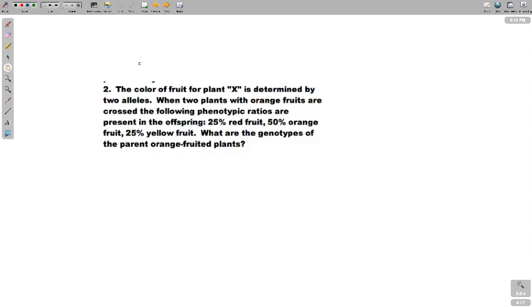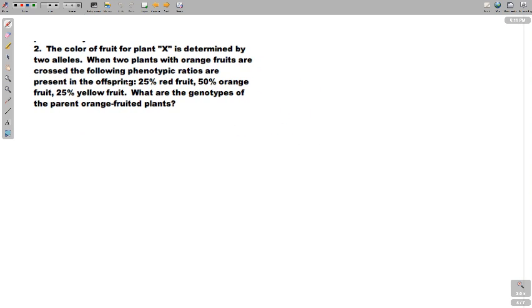And let's see what this one is. I think this is the same person that wrote the other one, but here we go. The color of fruit for plant X is determined by 2 alleles. All right? When 2 plants with orange fruit are crossed, I think they wrote it wrong, the following phenotypical ratios are present in the offspring.